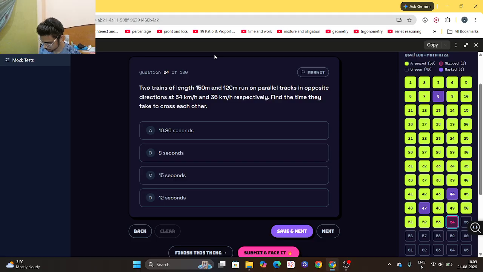90 into 5 by 18, 25 meters per second. And total distance is 270 meters. 270 upon 25, 10.80 seconds.